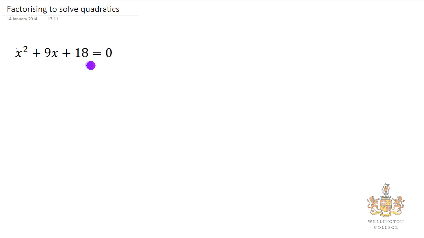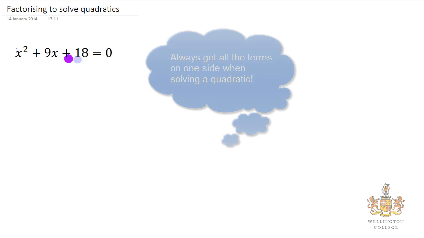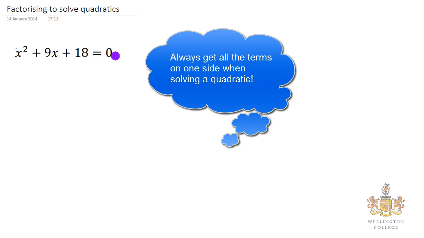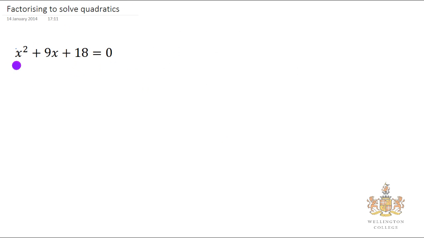So we have a quadratic that equals 0. Whenever trying to solve quadratics, you must always make them equal to 0, because we want to try and use the idea of being able to factorize to solve them. And even if you're going to complete the square or use a quadratic formula, you still need it in this form before you start. So you need everything on the left hand side, which we've got already.